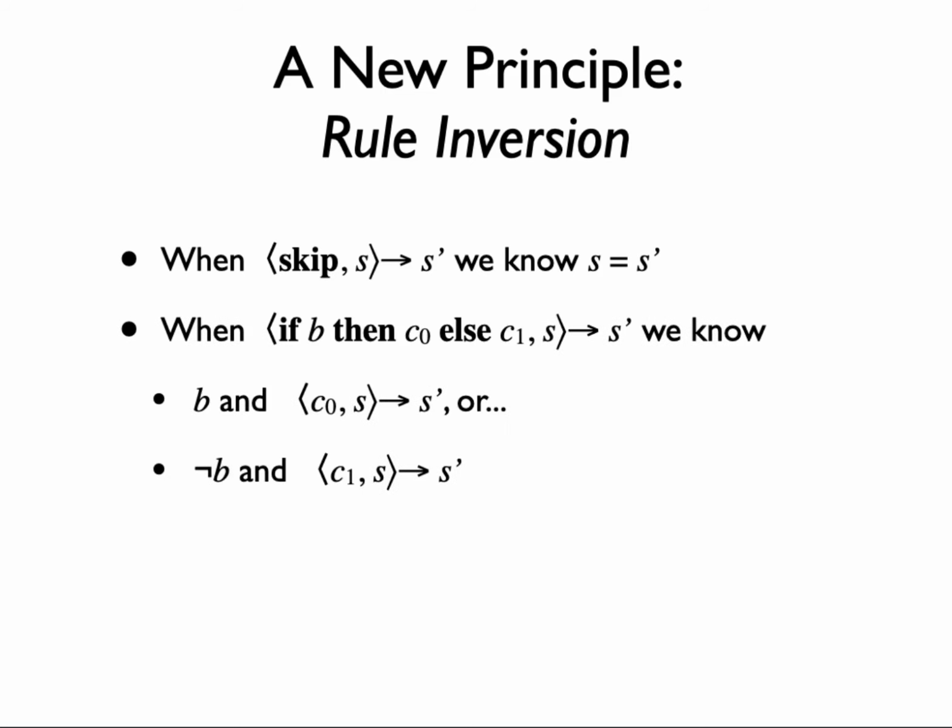What about if then else? So if your if then else terminates in a state S prime, there are two possibilities. Either the condition was true, in which case S prime came from executing the then part, or it was false, and then S prime came from the else part.